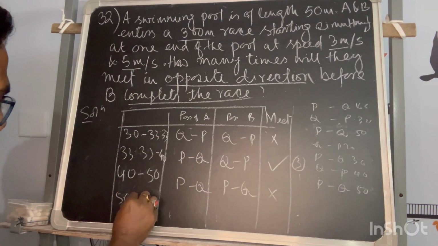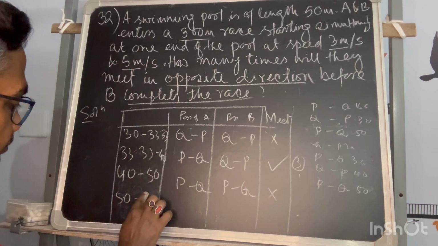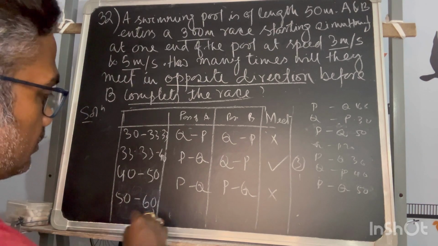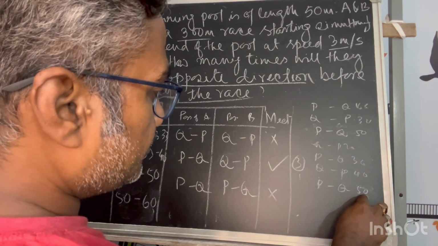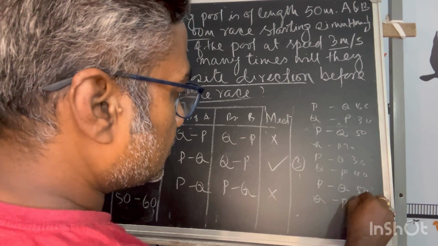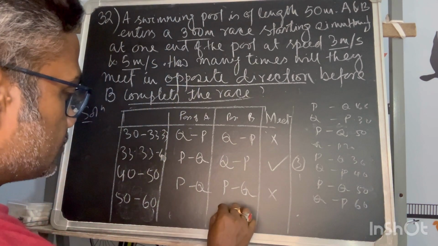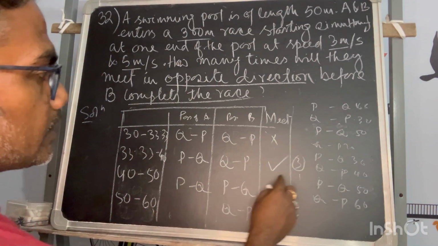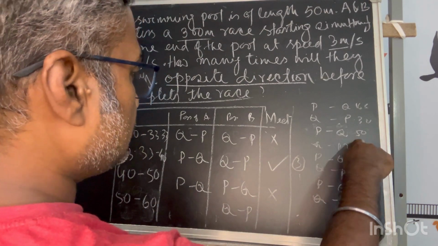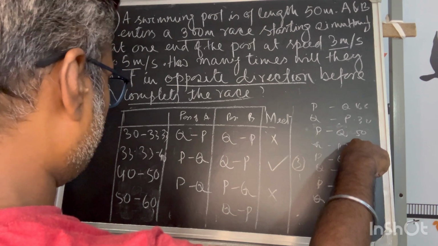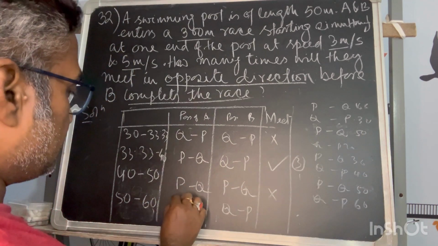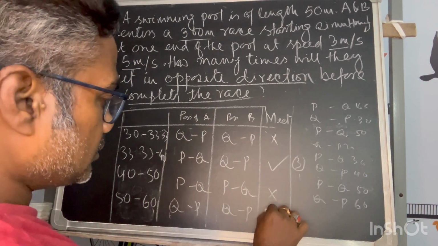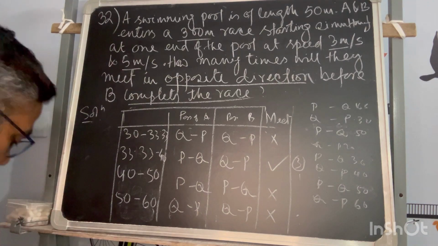Then 50 to 60, Q to P. 60 will reach P. So it will be Q to P. And what about him? He has reached Q at 50, then 50 to 60 he will be in Q to P. So there is no chance of a meet. Okay.